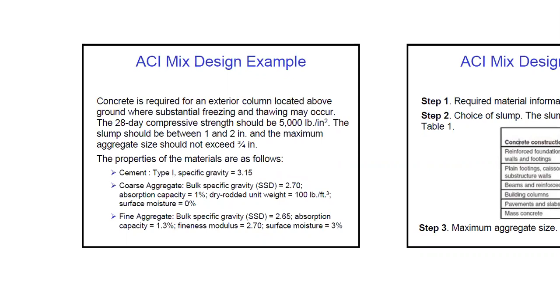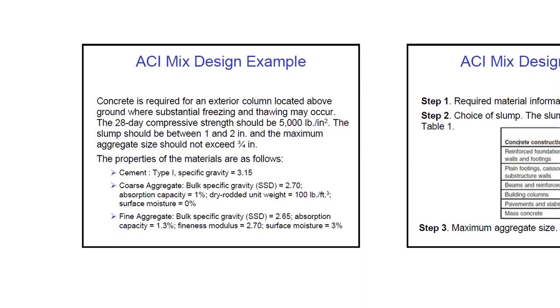The slump should be between 1 and 2 inches. The slump should not exceed 2 inches, you know. So 50 millimeter is the maximum value for slump. And the maximum aggregate size should not exceed 3/4 inches. So almost all of the things are being given. The next properties that we need are from the aggregates and from the cement, and both the aggregates are also given.